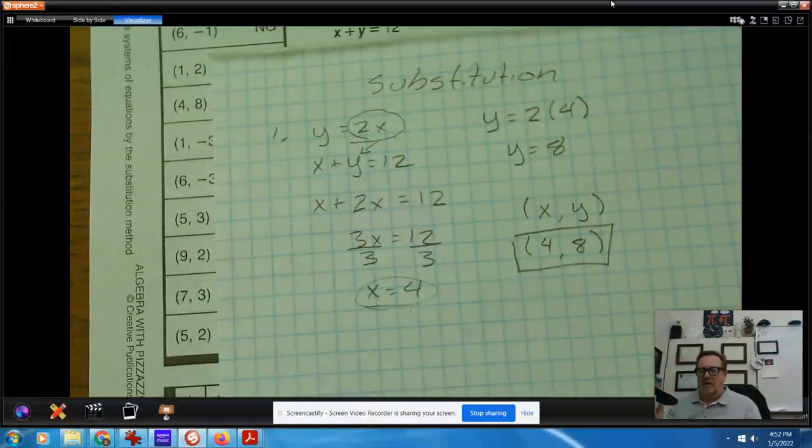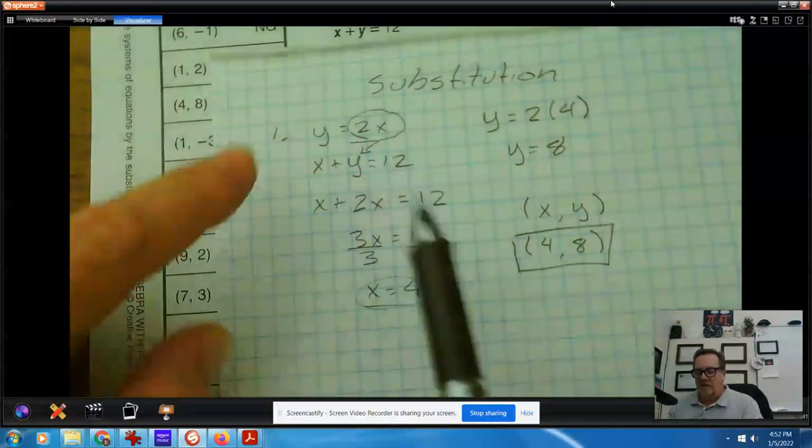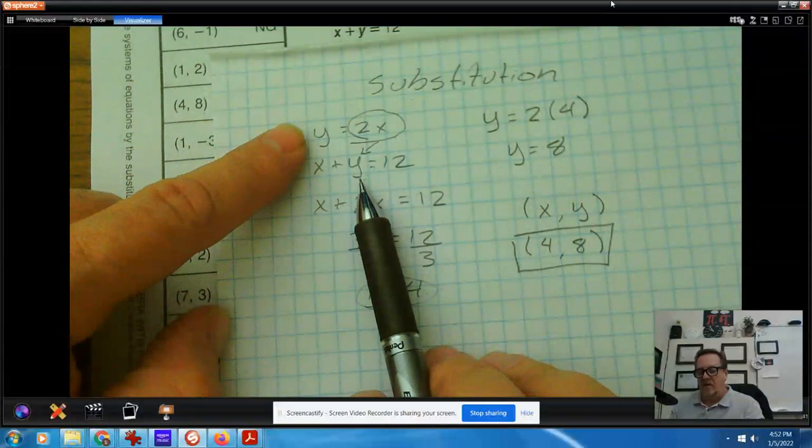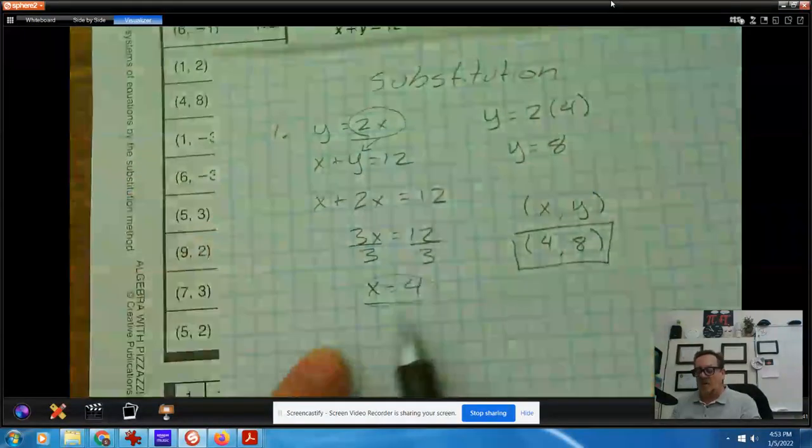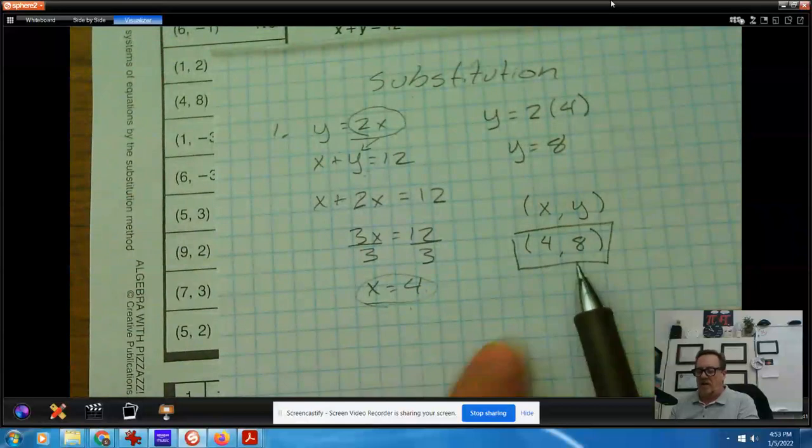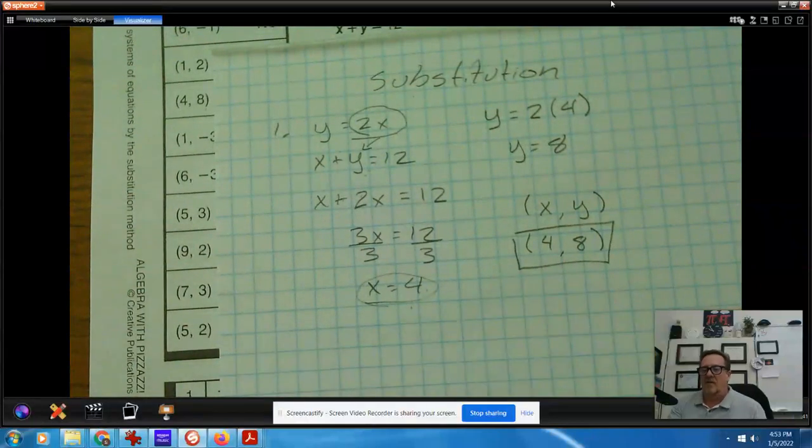Big picture time here, okay? When we have two linear equations, or two lines if we graph them, we are trying to find what points they have in common. And so we use the substitution method to find the xy value, or the point that these two lines have in common. Okay, we've solved the system.